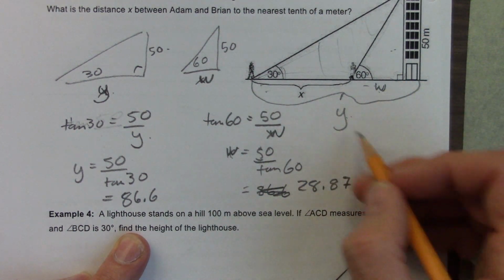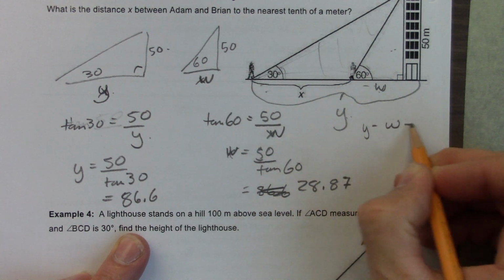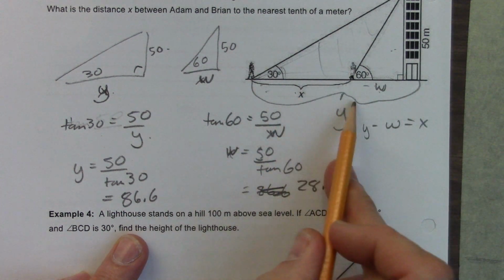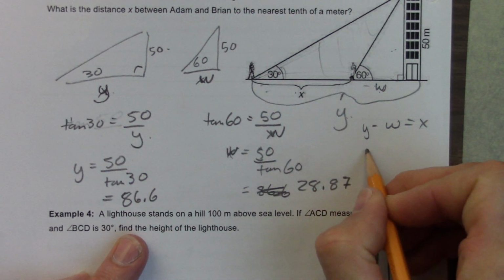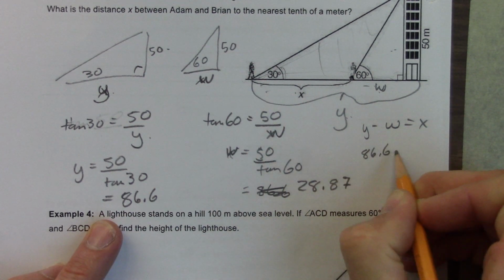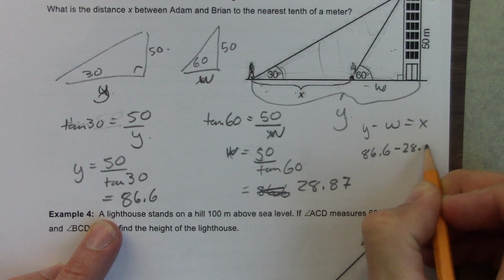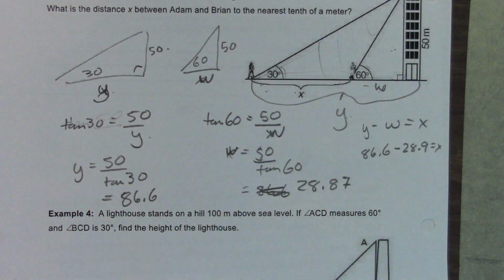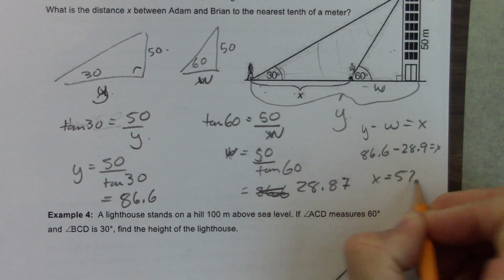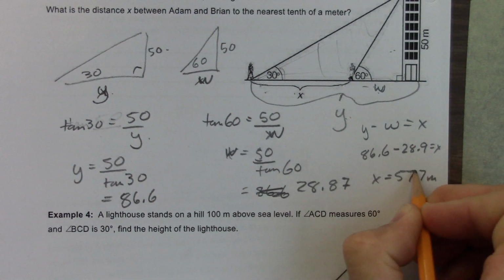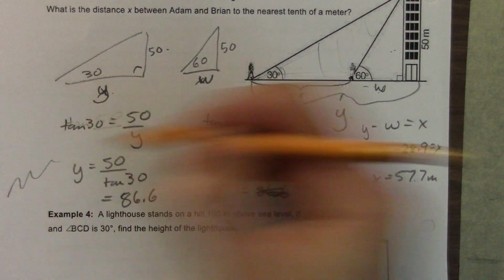So we're just doing y minus w is equal to x, right? You guys understand that, right? We take this big one minus that, we'll get x. So we say 86.6 minus 28.9 equals x. X is 57.7 meters. And then you would have a concluding sentence.